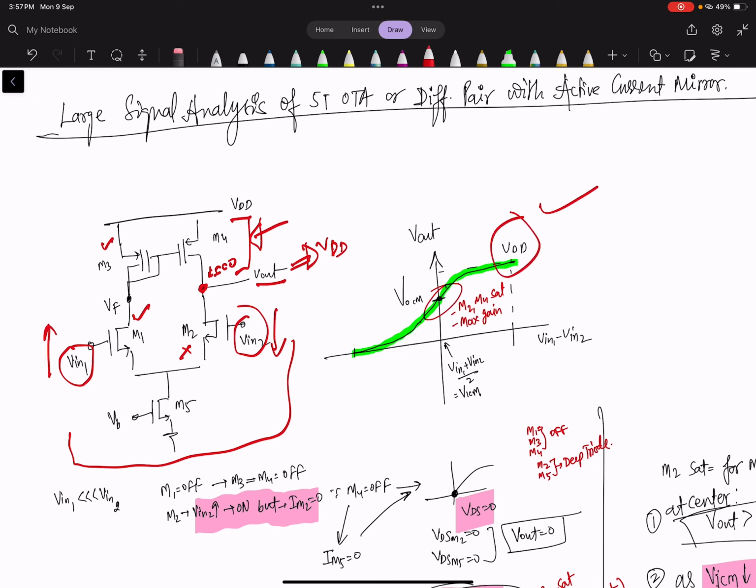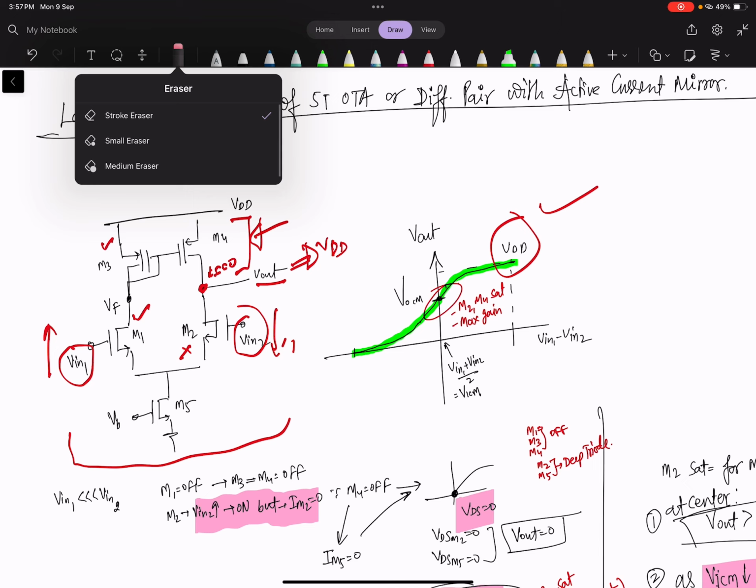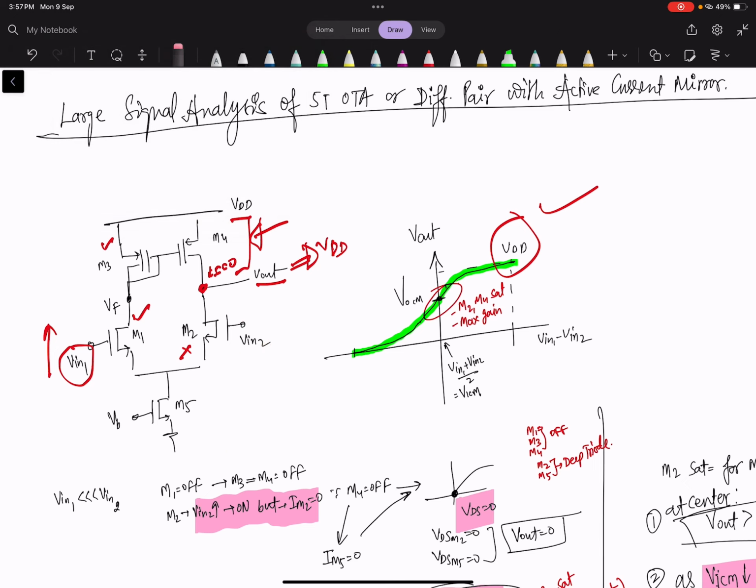Okay, now let's go and see what will happen if Vin2 is very high. Let's say Vin2 is very high. What will happen? In that case, if this voltage is very high and this voltage is very low, this is off because VGS will be 0, less than VT. No current. This is VDS, no current, because VGS is 0. This is VGS 0, I equal to 0.